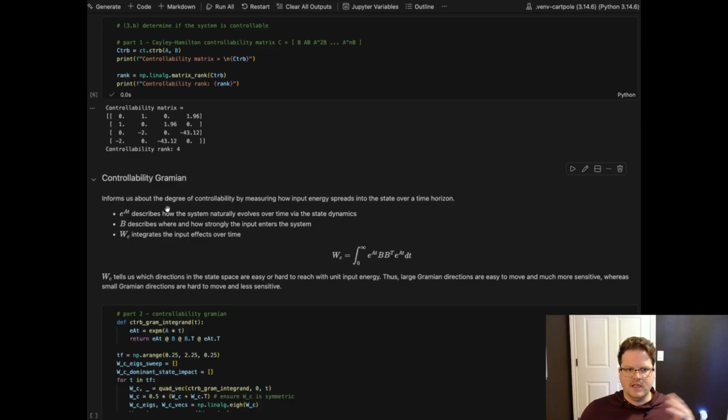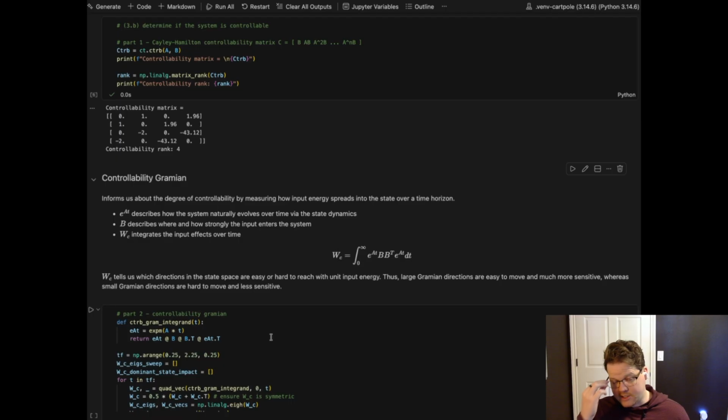And then the e to the At is basically the nominal ordinary differential equation, how state dynamics evolve over time. The big A is just a linear system, so e to the At, describing how the linear system dynamics naturally evolve over time. So, putting it all together, this controllability gradient tells us what directions in the state space are easy or hard to reach with unit input energy. So large gradient directions are easier to move, but that also means that they're more sensitive, right? And then likewise, the small gradient directions are harder to move and less sensitive.